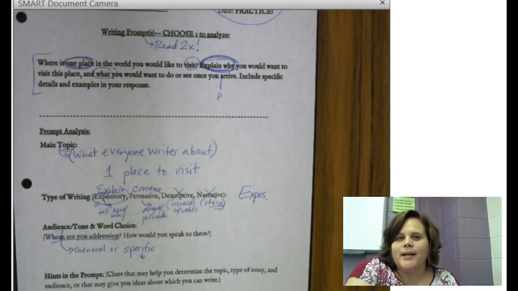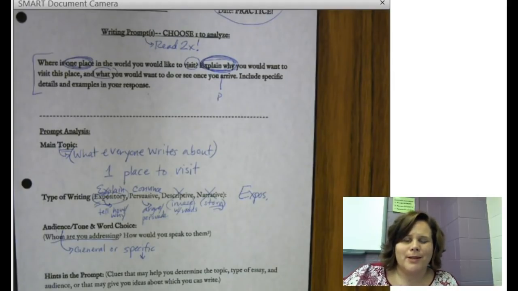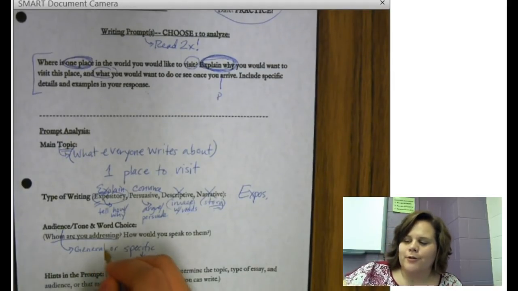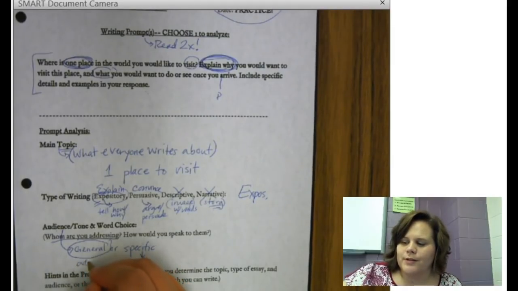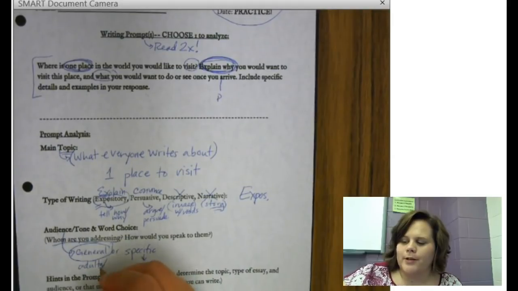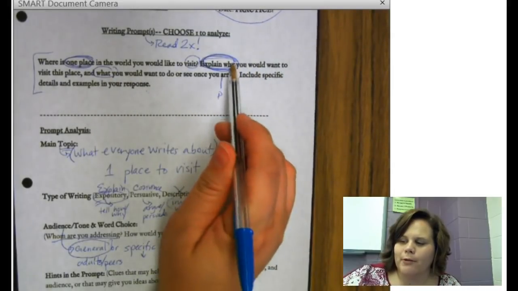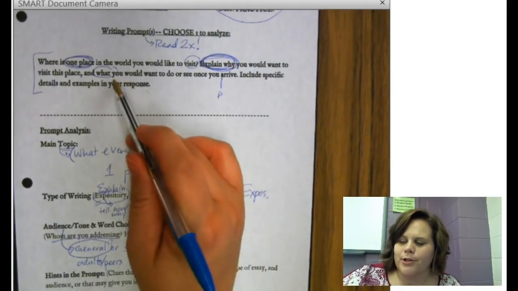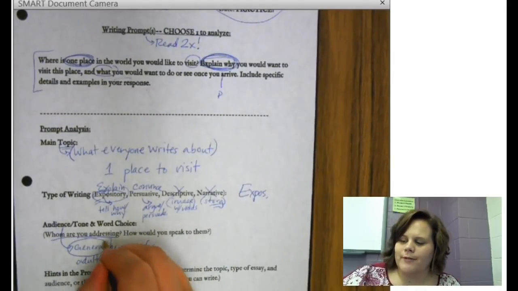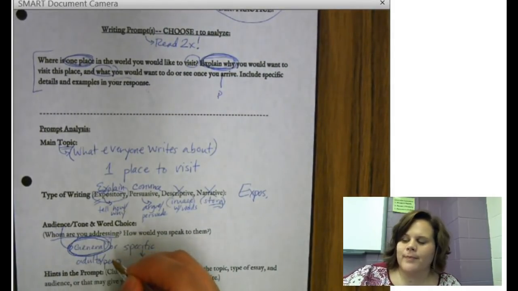One of the prompts may say, what is a lesson you would teach elementary school students? And then think about a lesson elementary school students would need. Probably not how to fill out a college application. If you don't know, it's just kind of general. So you're going to think adults or peers, just kind of general. This doesn't say. It says, where's one place? Explain why you would want to visit this place and what you would want to do. So we're just going to have a general audience for this.